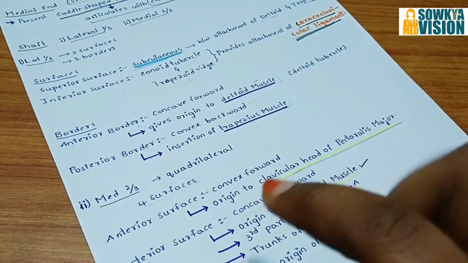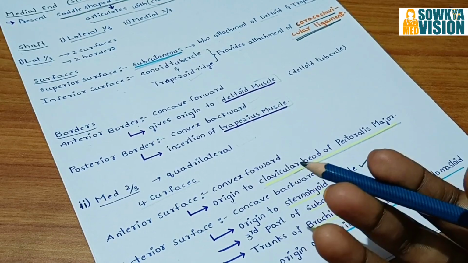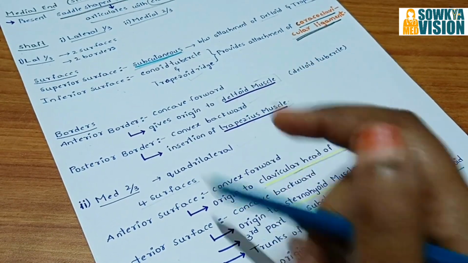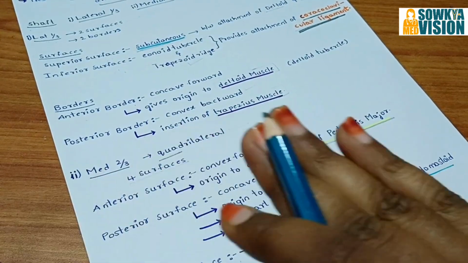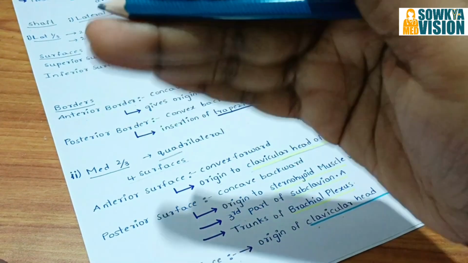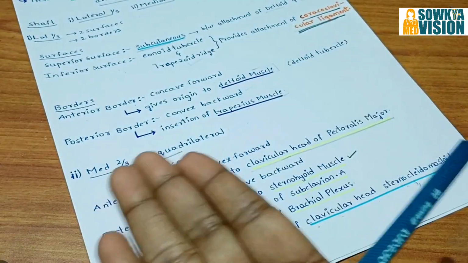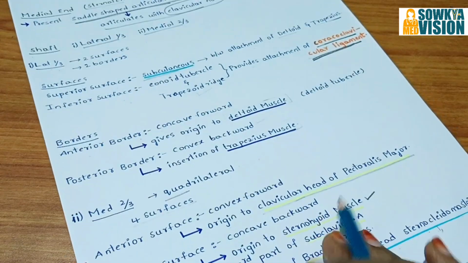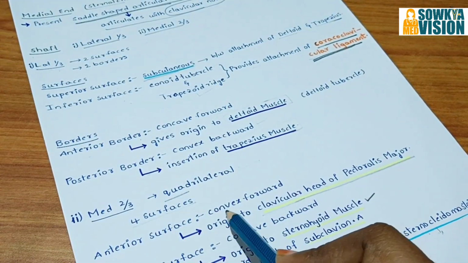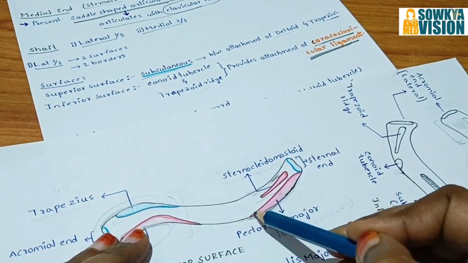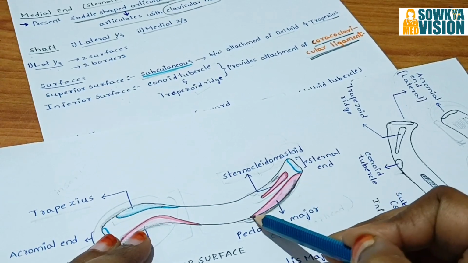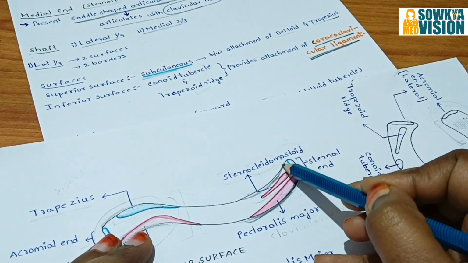Yes. Now the medial 2/3, which is quadrilateral, containing four surfaces. Quadri means what? Four, right? So four surfaces: anterior surface, posterior surface, superior surface and inferior surface. Yes. The anterior surface is convex forward. See, this is the anterior surface which is convex, right? The posterior surface is concave.